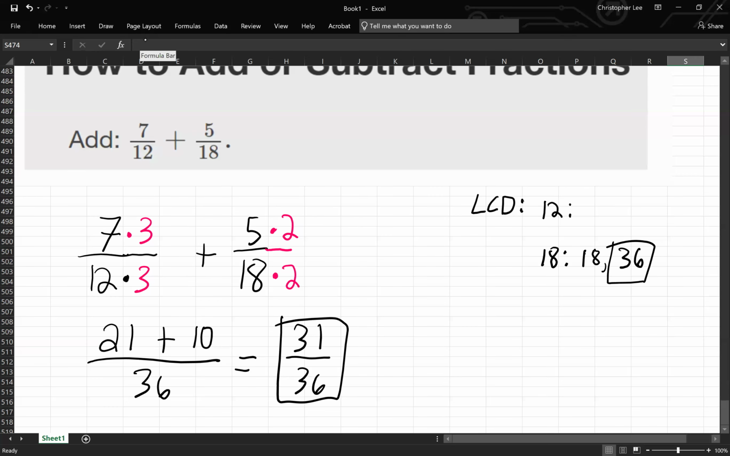Any questions on this? This might be a little new. So I took the largest number between the two denominators, which was 18, and found the LCD of 36. This makes sense for everybody? Do y'all want to try another one or y'all feel good?